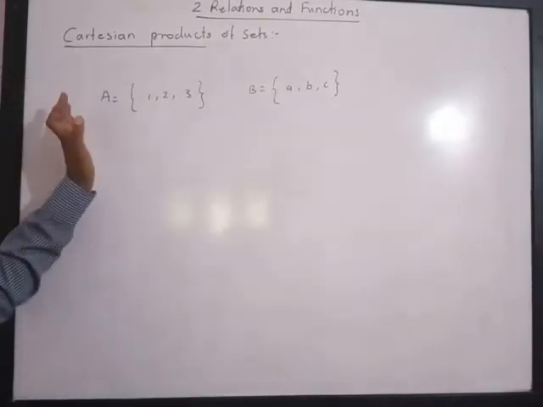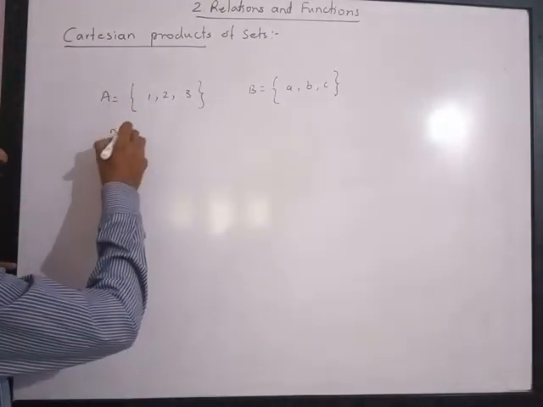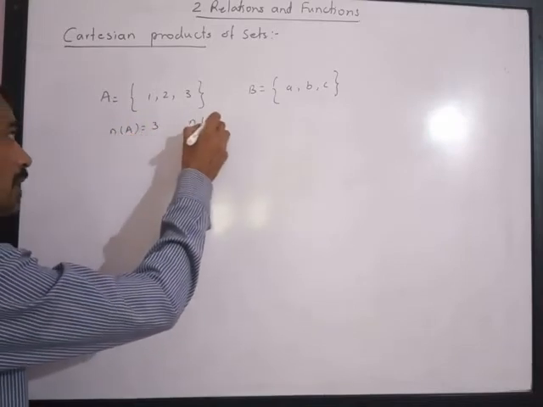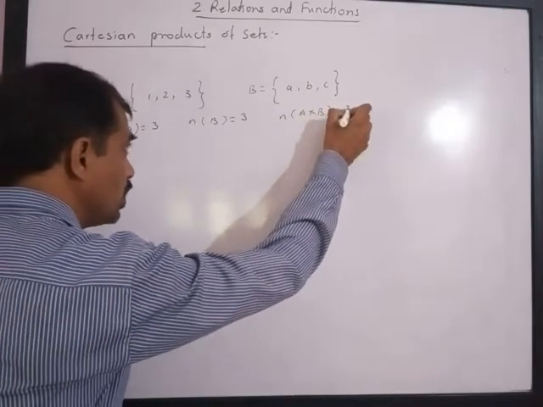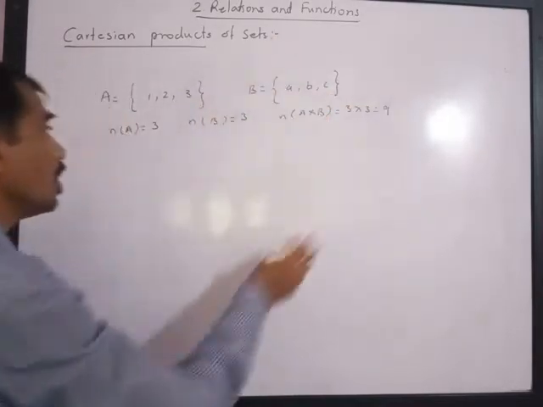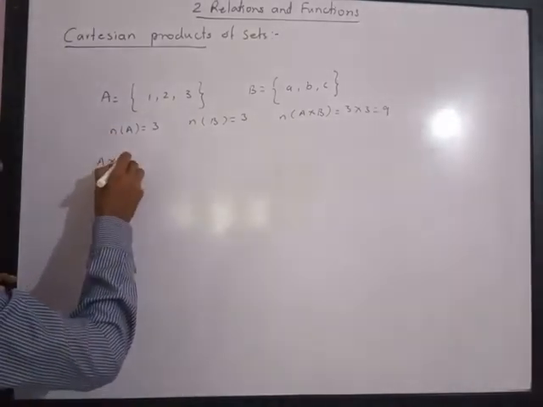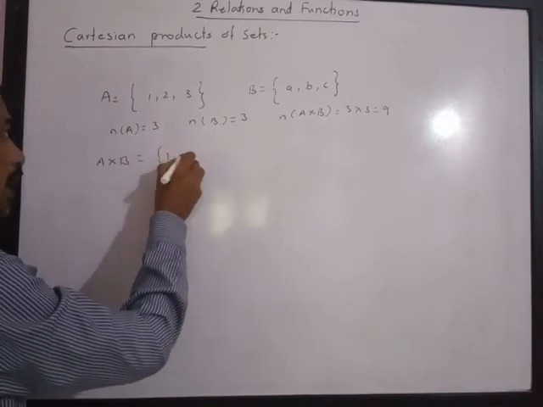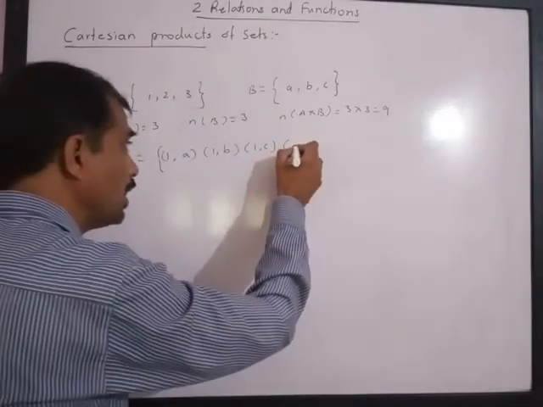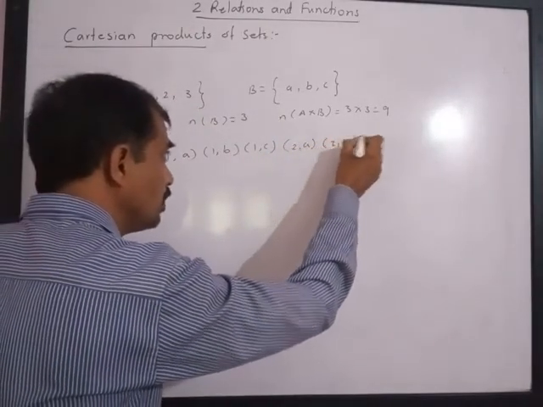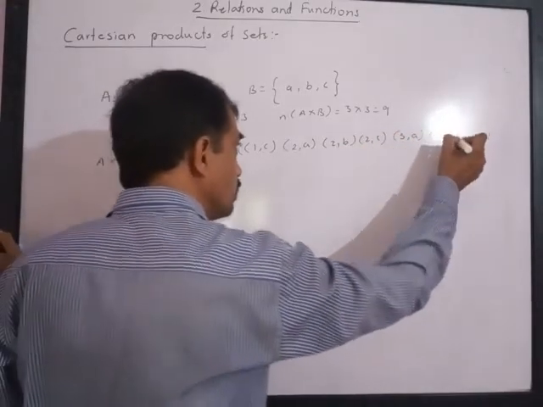Let us understand the next example. If A is a set of 1, 2, 3 and B is a set of a, b, c, here number of elements in A are 3 and number of elements in B are also 3. It means number of elements in A cross B will be 3 into 3, that is equal to 9. And the Cartesian product of A and B will be 1a, 1b, 1c, 2a, 2b, 2c, 3a, 3b, 3c.